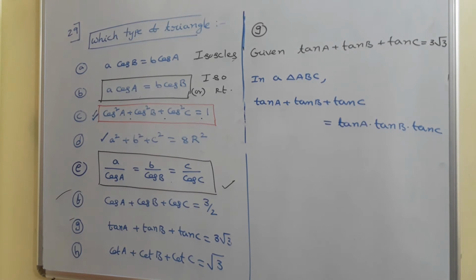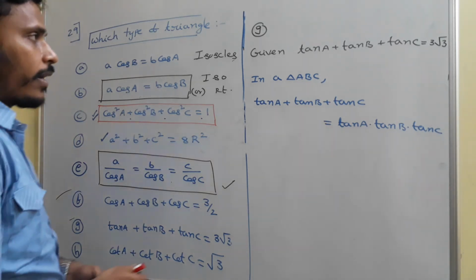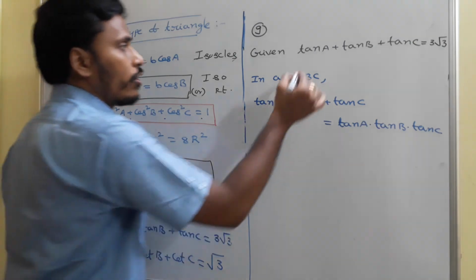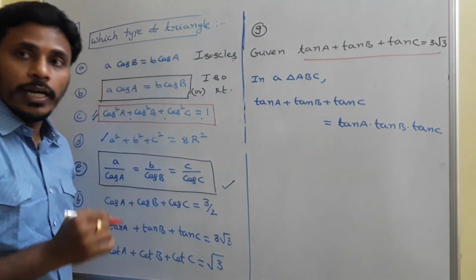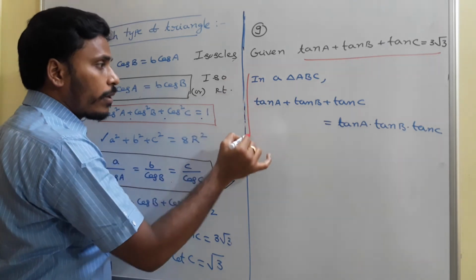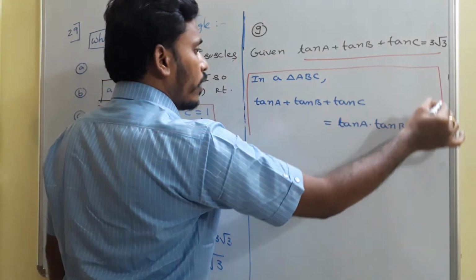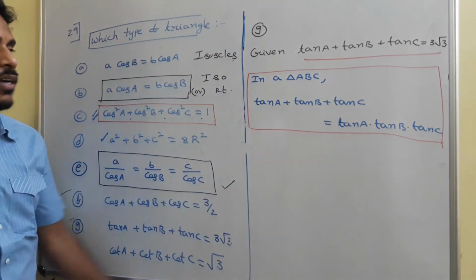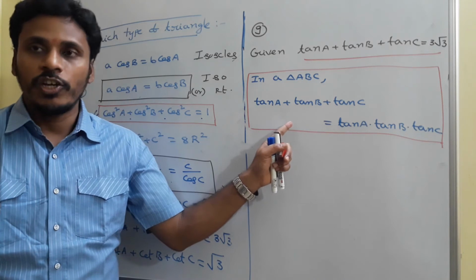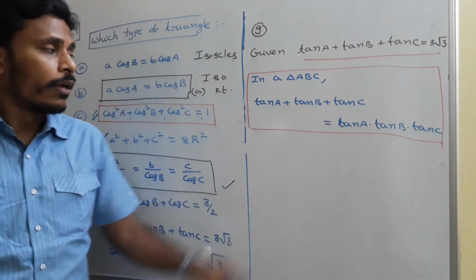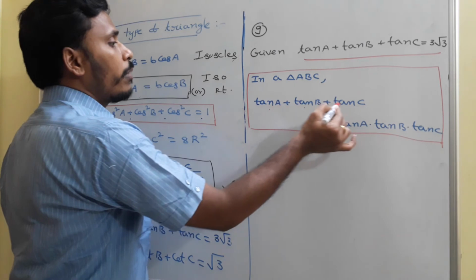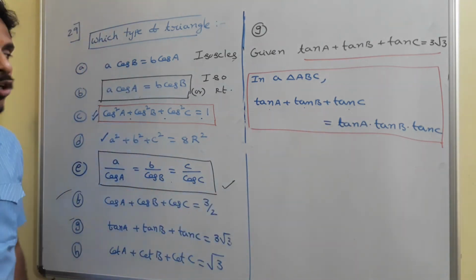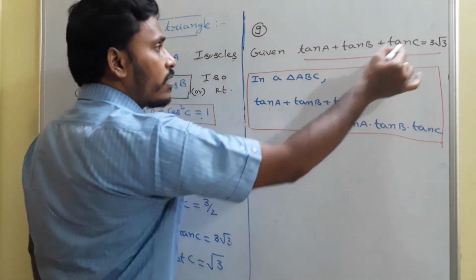Here, tan A plus tan B plus tan C is 3 root 3, and we need to find the type of the triangle. Tan A plus tan B plus tan C equal to 3 root 3 is given, and we know that in a triangle ABC, tan A plus tan B plus tan C is equal to tan A into tan B into tan C, if A plus B plus C is equal to 180. This is correct. Again, it is a concept from trigonometry, very familiar and well known. So in a triangle ABC, tan A plus tan B plus tan C is equal to tan A into tan B into tan C. Here this is given as 3 root 3.